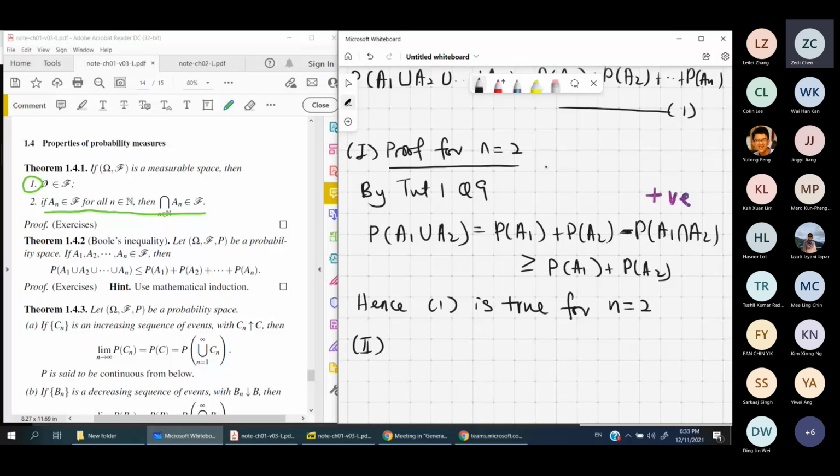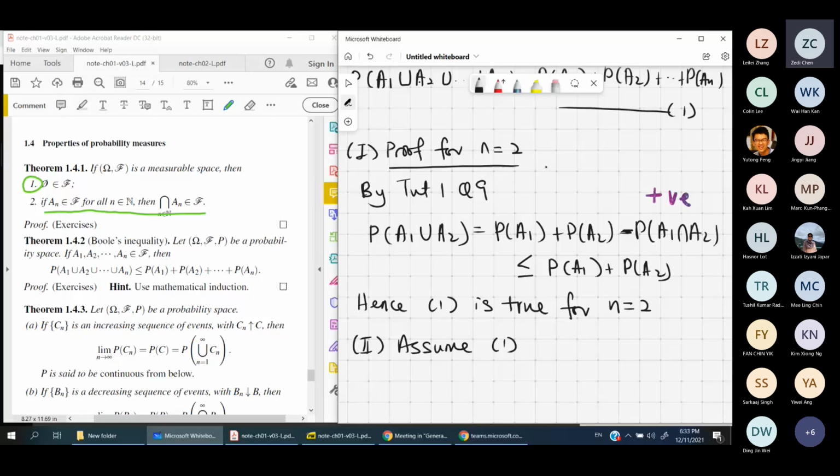Next, the inductive step. So we assume... Isn't it the other way around? Shouldn't P(A1) plus P(A2) be larger than P of A1 union A2? Which one? The third line from the bottom. Yes, correct, sorry. Because this number minus a positive number, for sure it should be less than or equal to this. Okay, thank you.